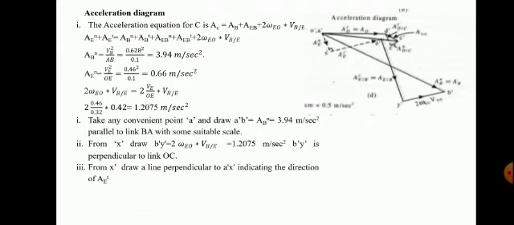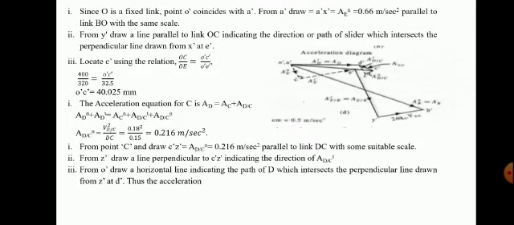Now from X dash you draw a line perpendicular to A dash X dash, indicating the direction of A_TE. Since O is a fixed link point, O coincides with the A dash. A dash X dash, A_NE, is parallel to the link BO. From Y dash, draw a line parallel to link OC, indicating the direction of the path of the slider, which intersects the perpendicular line drawn from X dash at E dash. That E dash is marked.